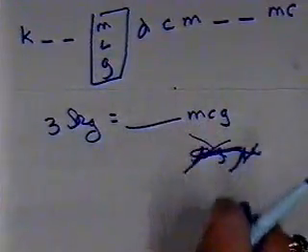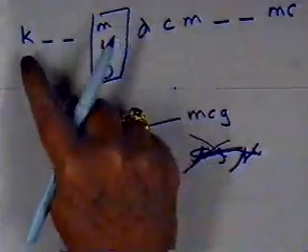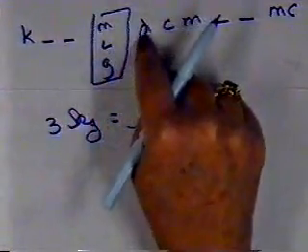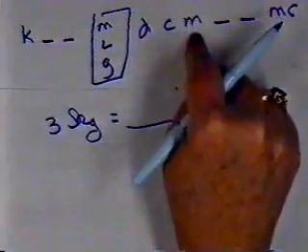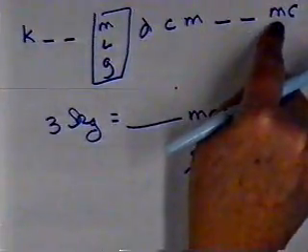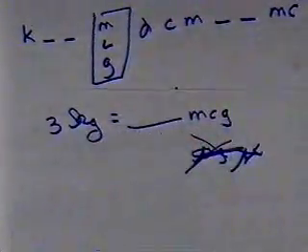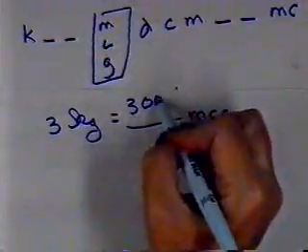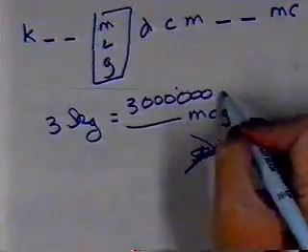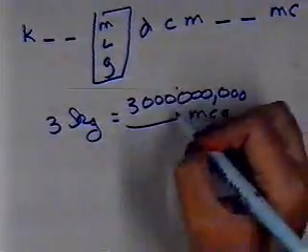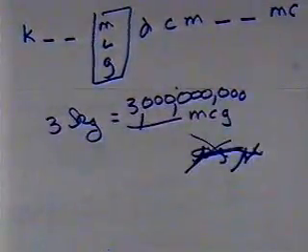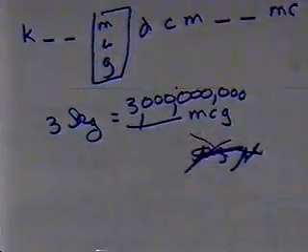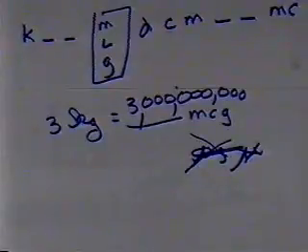Kilogram to micrograms. About as far as we can go. Kilograms. 1, 2, 3, 4, 5, 6, 7, 8, 9. I'm going to have to move 9 spaces. I didn't leave my blank big enough. That's because a microgram is a very, very, very tiny amount.